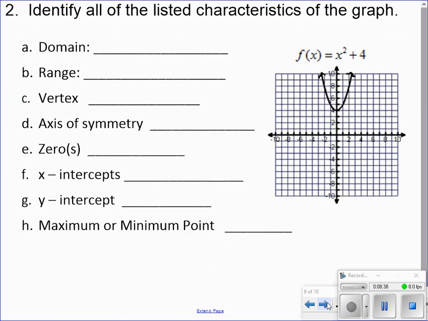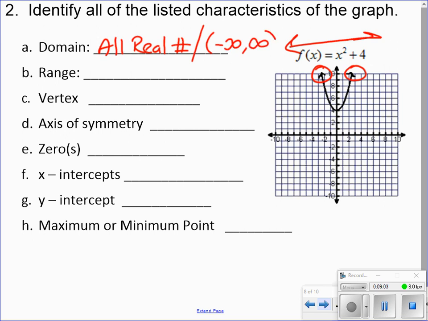Let's take a look at example number 2. Again, our domain and range. So our domain, again, we're going from left to right. Where do we start and where do we end? The arrows tell us that we don't start and we don't end, so I could write it as all real numbers to show that any number will work for my domain. Or if we're going to write it in interval notation, that would be negative infinity to infinity. Remember, the parentheses are not including the values, and we never include infinity.